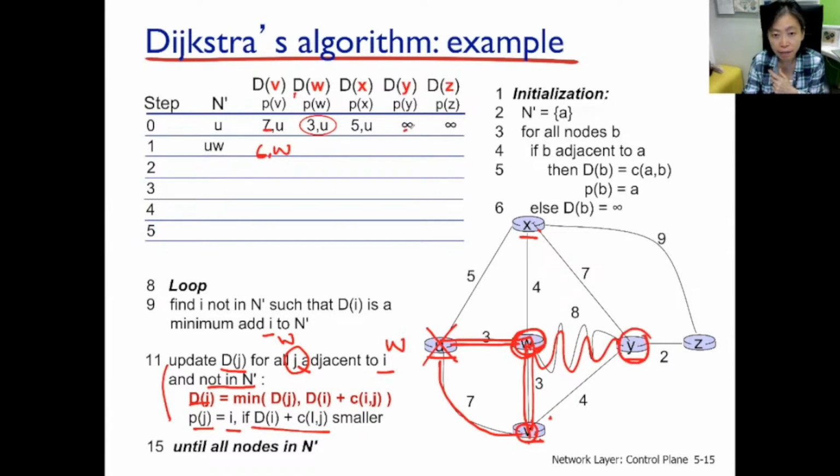Previously, dy was infinite. Currently, if we use W as a hopping node, 3 plus the link cost between W and Y, 8, together 11. Obviously better than infinite. And the predecessor is what? W.